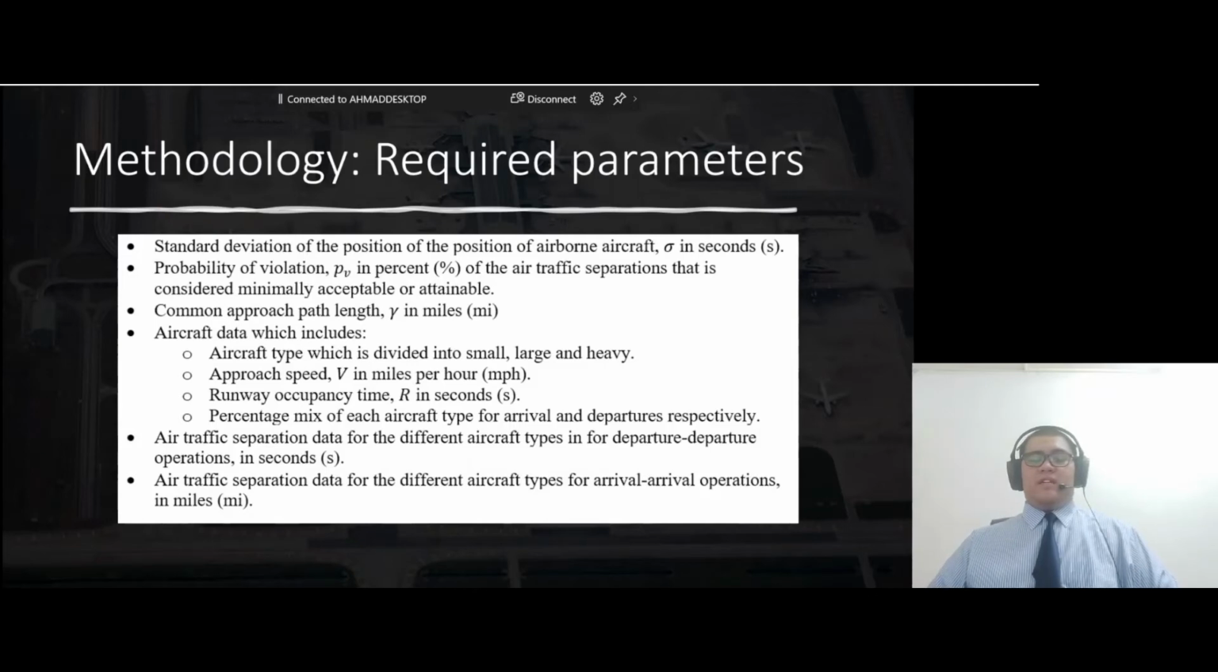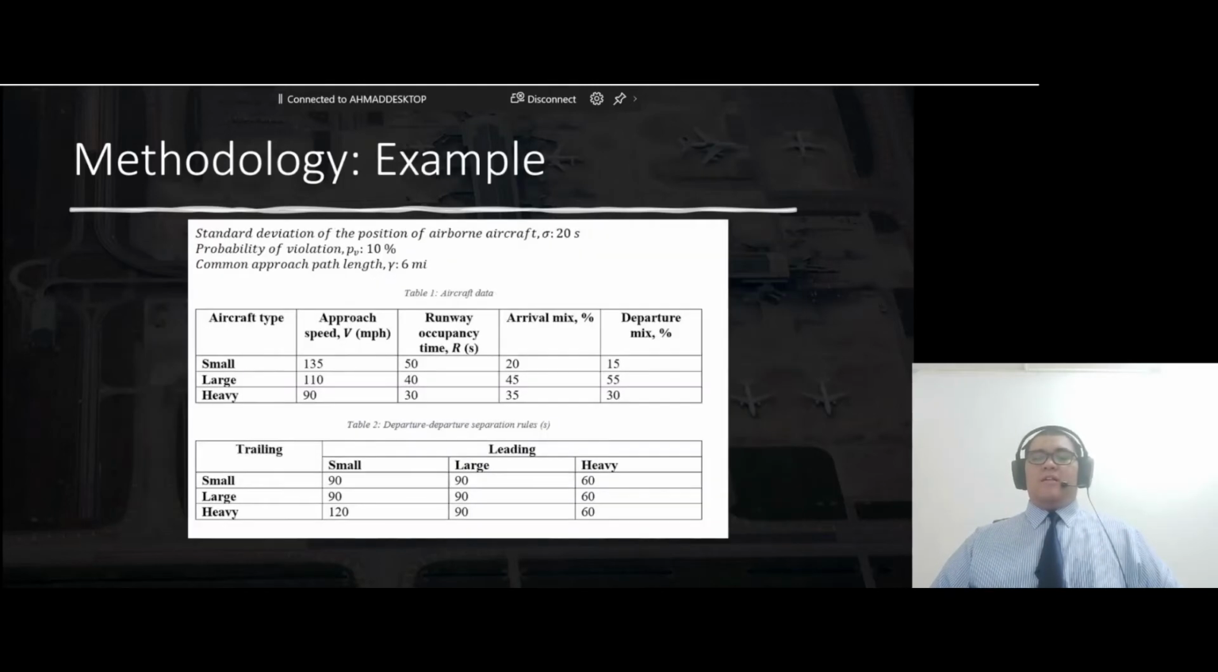Next, we need the aircraft data, which includes the following: the aircraft type, which is divided into small, large, and heavy. We need the approach speed V, in miles per hour. We need the runway occupancy time, R, in seconds. We also need the percentage mix of each aircraft type for arrival and departure scenarios, respectively. Next, we need the aircraft separation data for different aircraft types for departure operations, measured in seconds. And we need the same thing for arrival operations, but measured in miles.